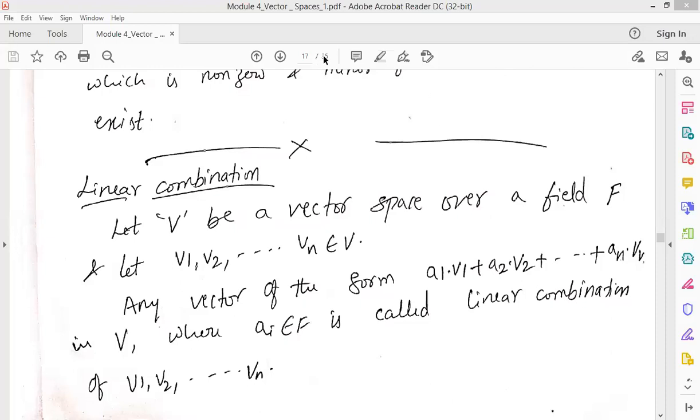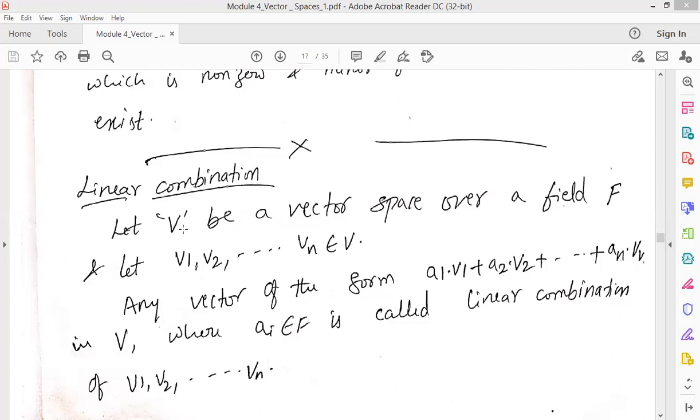Yes, ma'am. Okay. So here we'll take up some theory concepts and then we'll look into various results on the independency and so on. And later we'll take up the problems on the same topics. So here we'll start with the linear combination. In the last class also I explained this in the previous classes, so I'll just revise this.